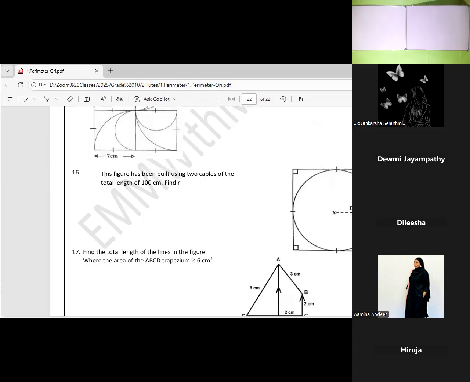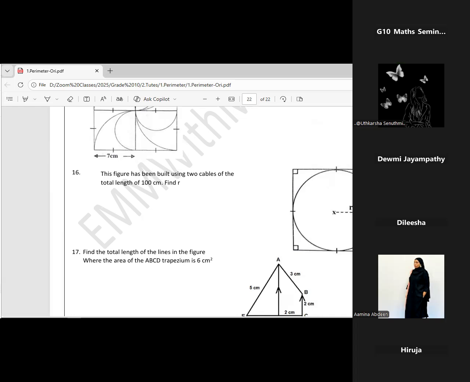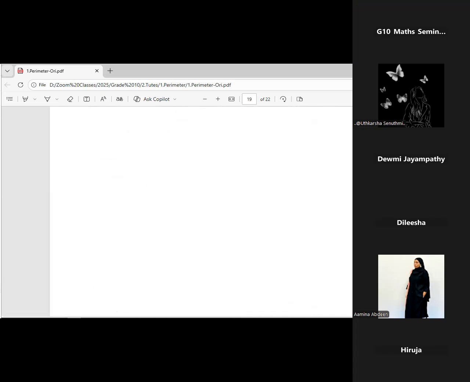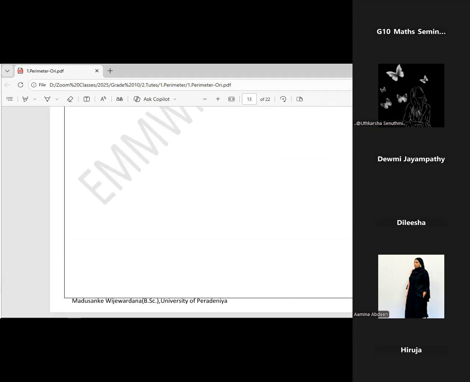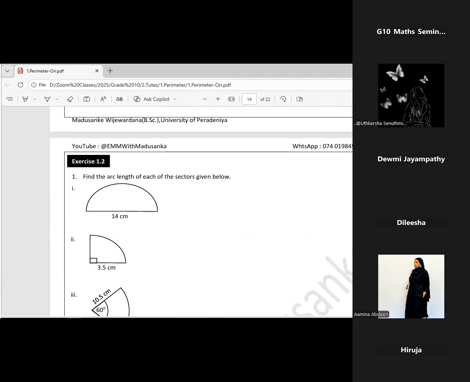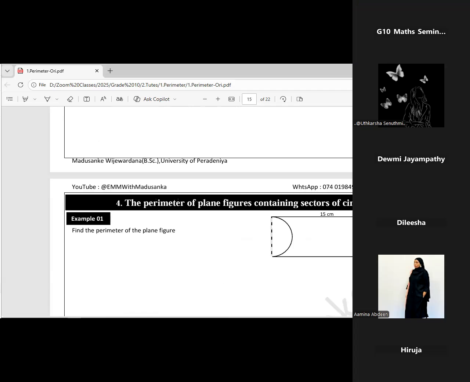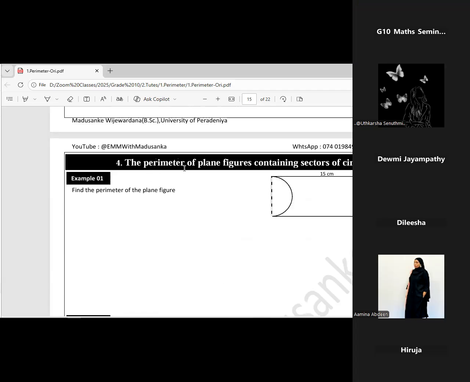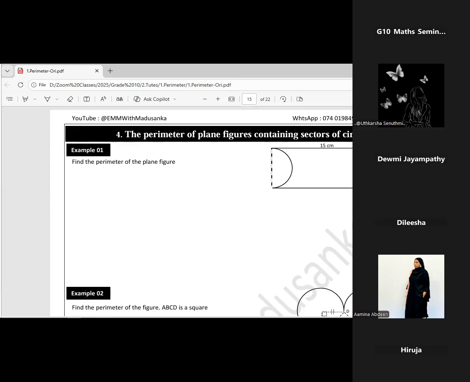This is it, and wait. So we have done this one, and yes. There are a lot of calculations in it, right? Right, okay guys, this one. The perimeter of plane figures containing the sector of a circle. This is nothing, right? Don't care about the subtitle, right?